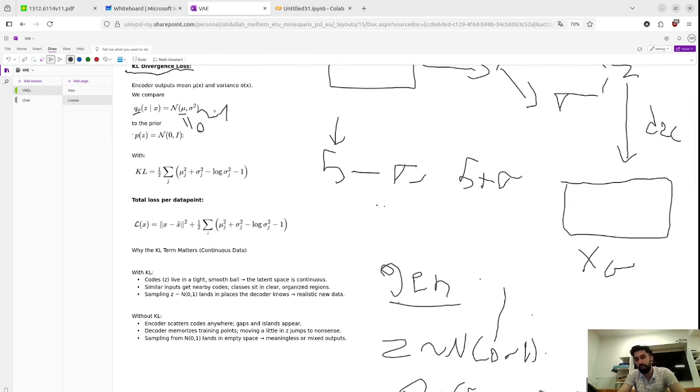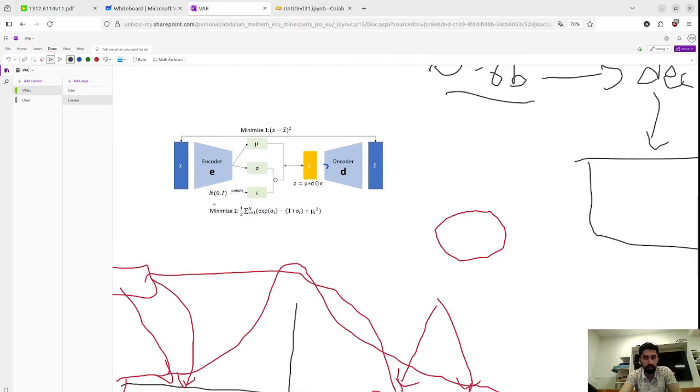The KL divergence has a very complex mathematical formula. We'll see it in the mathematical derivation video. It's the integral over all z of p multiplied by log p over q. I'm not going to write it here. In the paper, they prove that you can approximate it by the summation of mean squared plus standard deviation squared minus log of standard deviation squared minus 1. And so voila, that's it. This is our network.